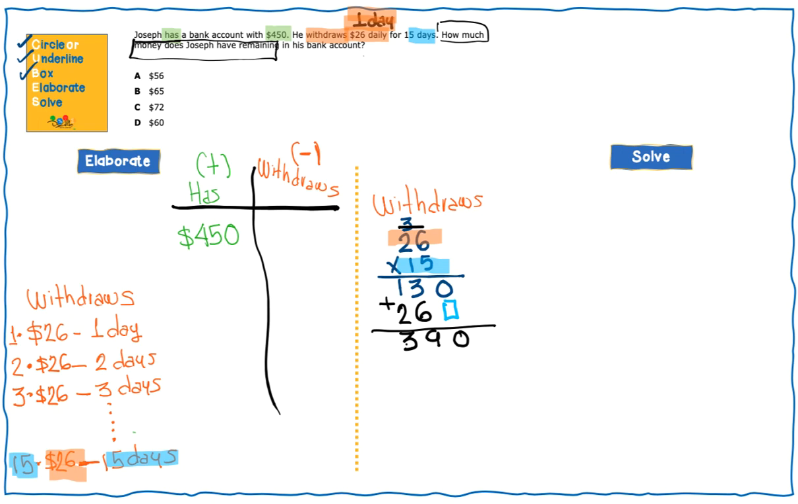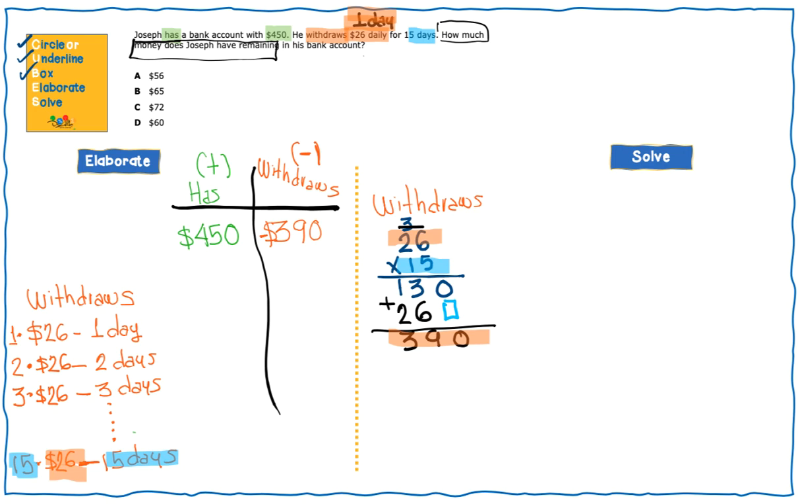Now don't forget that this is the money that he withdrew in 15 days. This money will be in this section with the withdrawals. So I'm going to put that one right here. So that will be $390. And since this is the money that he withdrew, I put it on the negatives. And I haven't finished, so I'm going to go back and check what the question is. How much money does Joseph have remaining in his bank account? When they say remaining, it means we have to put together all the positives and all the negatives.